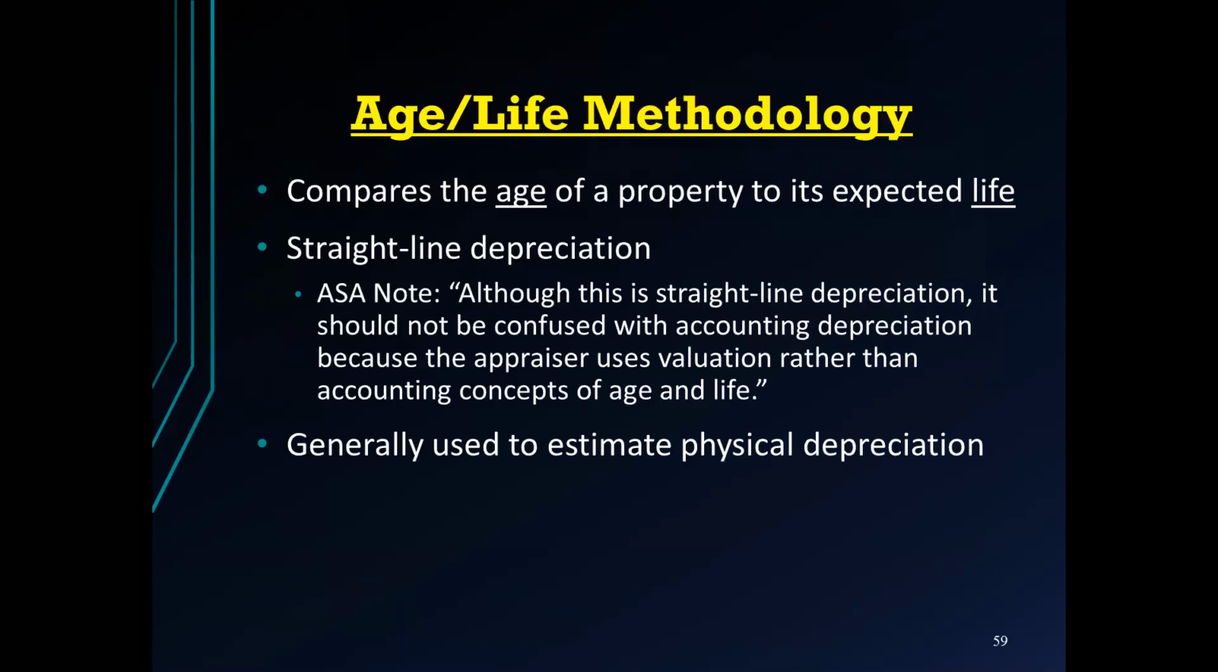But this is one of the criticisms of this, is that it is straight line depreciation, which means it's not a market-derived depreciation. You're just looking between point A, point B, and you're drawing a straight line, and that's your depreciation. And it's typically only used to estimate physical depreciation. If there's additional functional or economic obsolescence, that still has to be accounted for outside of that, just like everything else.